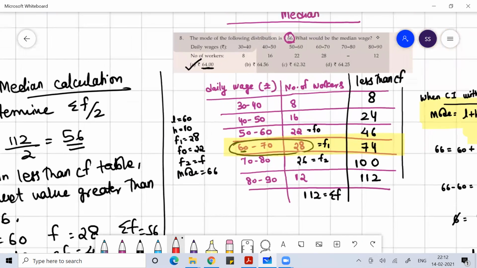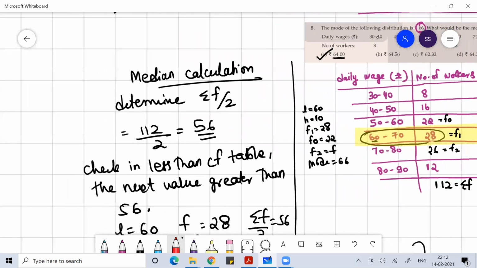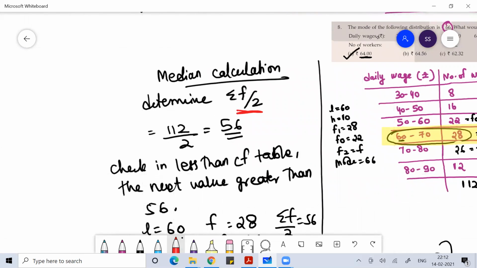And then for median, we need to write the data in the form of less than class interval with less than cumulative frequency. So when we wrote down the data that way, we got these values. Once we got these values, the first thing we have to determine for median is sum of F by 2. Sum of F was 112, so divided by 2, we got 56.